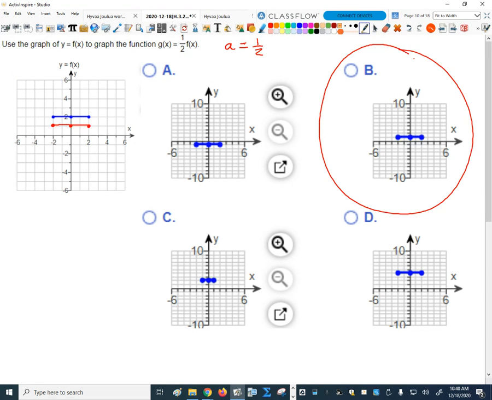There's a tendency for people to want to shrink this horizontally too, but we don't, right? All we're doing is we're just shrinking the y values. We're compressing them vertically this time. Okay, thumbs up, thumbs down. Okay. All right, last issue.